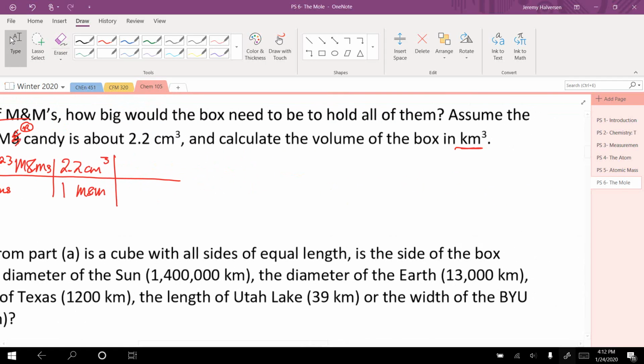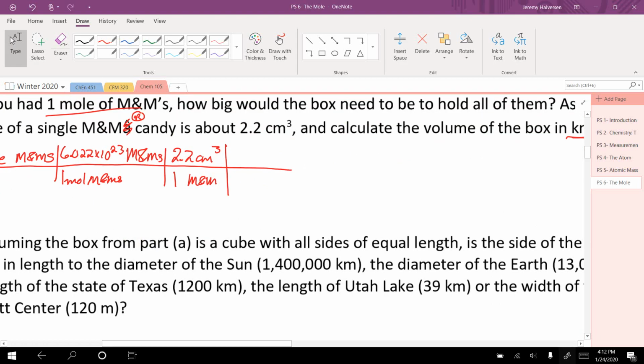But I want to get to kilometers cubed. I'm going to do that in 2 steps. I'm first going to go to meters. And I know that there's 100 centimeters in 1 meter, but I'm doing centimeters cubed, so I need to cube these. Now I've gotten to meters cubed, and now I want to go to kilometers cubed. I know 1 kilometer is 1,000 meters, so I cube all of that to get kilometers cubed to meters cubed.